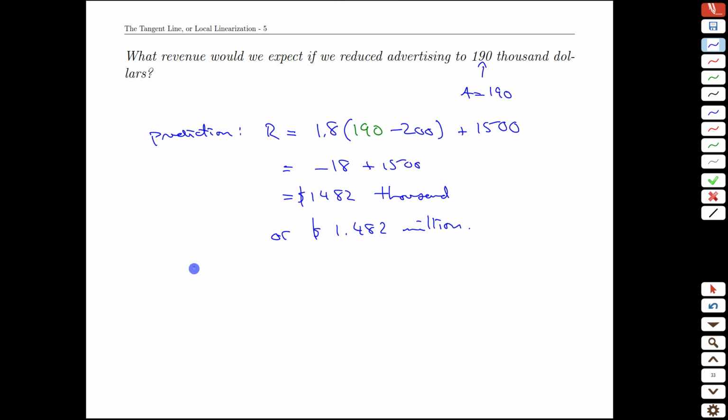So our revenue will decrease, and the key thing here is that it decreases to, not by, it's not a relative change, it's actually to a new amount, to 1.482 million. And that is the power of having that slope information, is that we can make the predictions about the impact of small changes in our advertising choices.